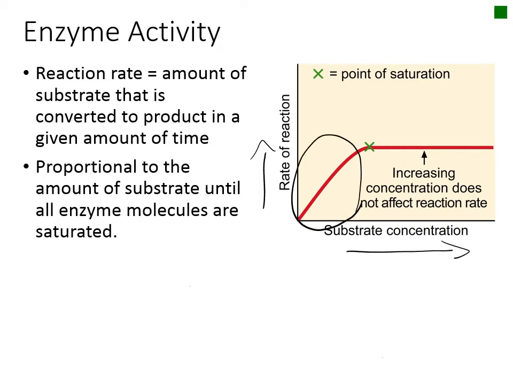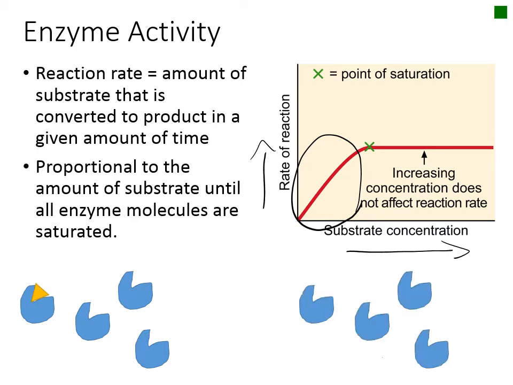At low concentrations of substrate, there is a lower likelihood that the substrate will bump into the active site of the enzyme. For example, if you have 4 molecules of enzyme and only 1 molecule of substrate, no reaction can occur until the substrate randomly bumps into the enzyme's active site. However, if you have 4 molecules of enzyme and many molecules of substrate, there is a higher likelihood that the substrate will interact with the active site and the reaction will occur.